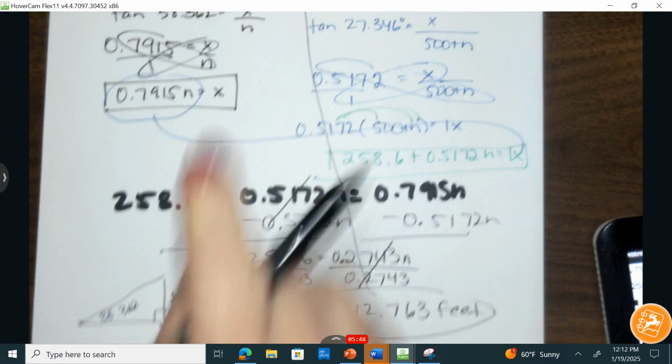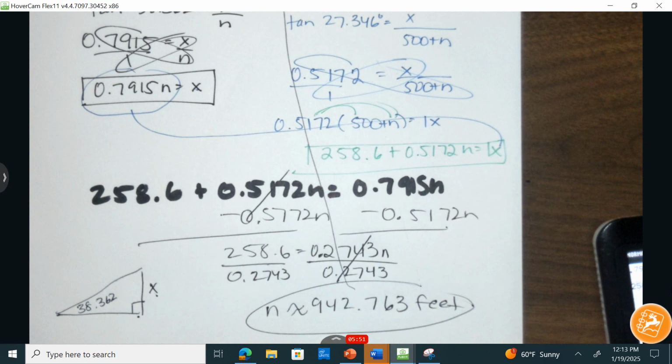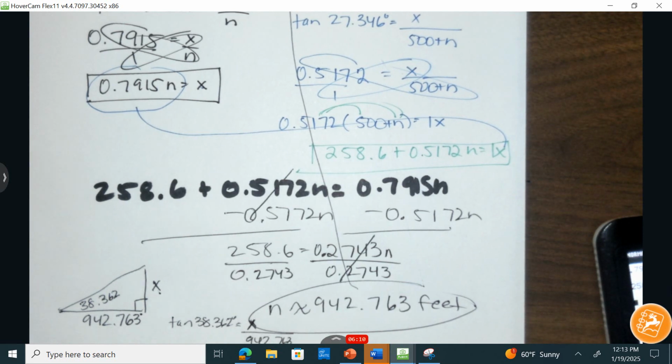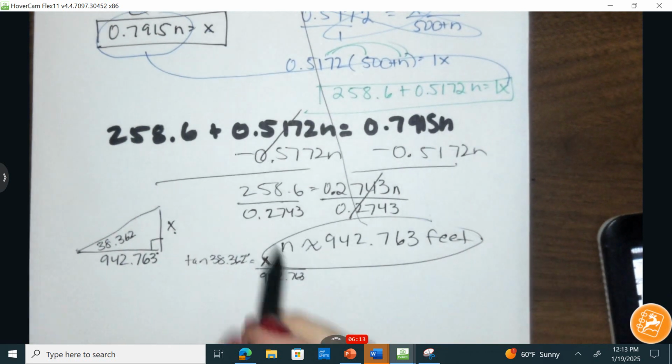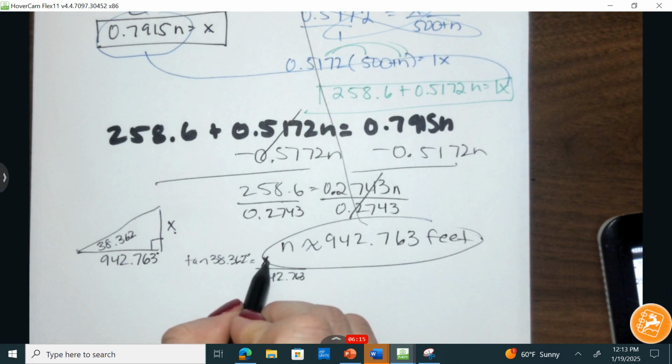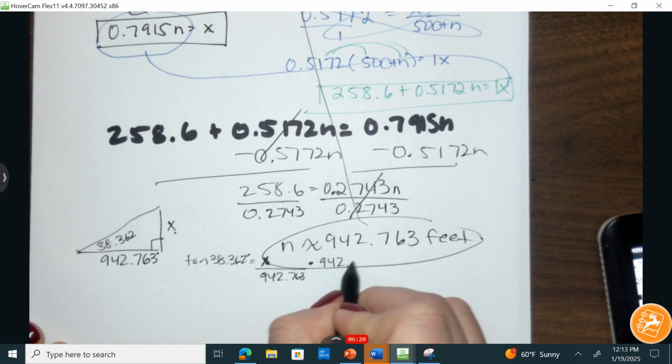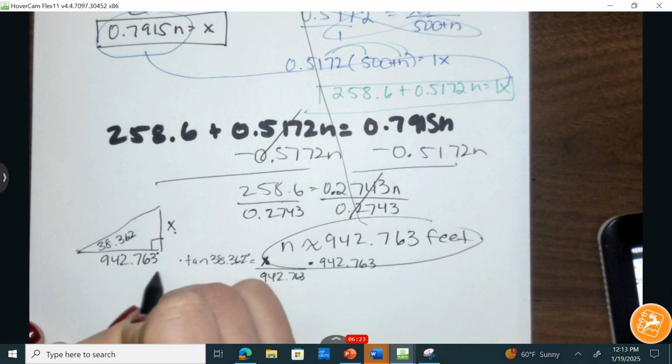Now, what is this length? We didn't know initially what this length is. Now we know this length is 942.763. So again, opposite and adjacent. The tangent of 38.362 degrees is equal to opposite over adjacent. And in order to solve for this unknown length, which represents the height of the bridge, I'm going to multiply both sides by 942.763.